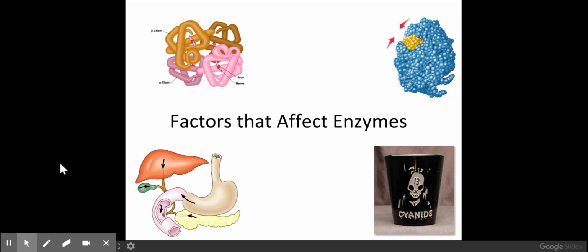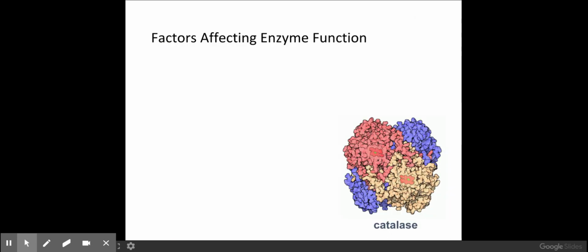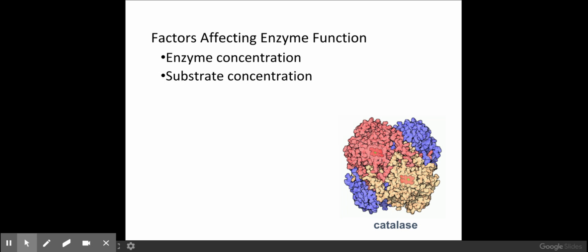Hey guys, I'm back. We're going to talk about enzymes and particularly focusing on factors that could influence how well an enzyme functions. So the five factors that we're going to focus on today are enzyme concentration, so how much enzyme is present, substrate concentration, how much substrate is present, and then temperature, pH, and salinity.